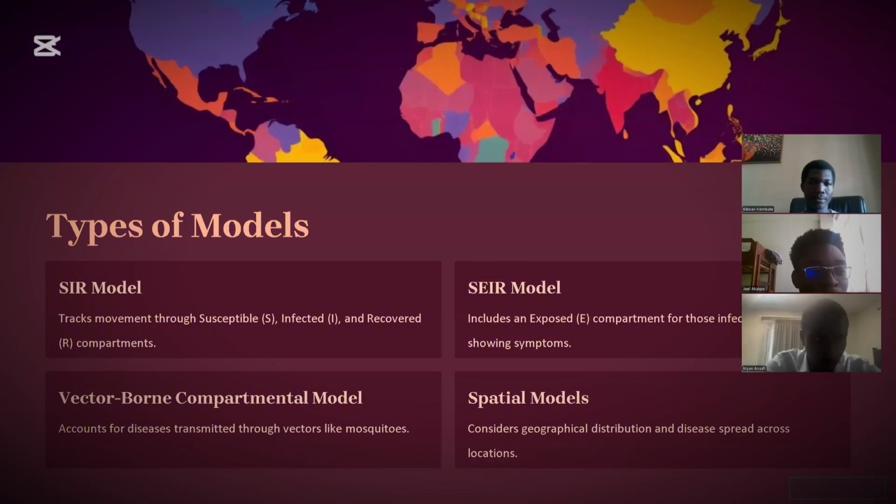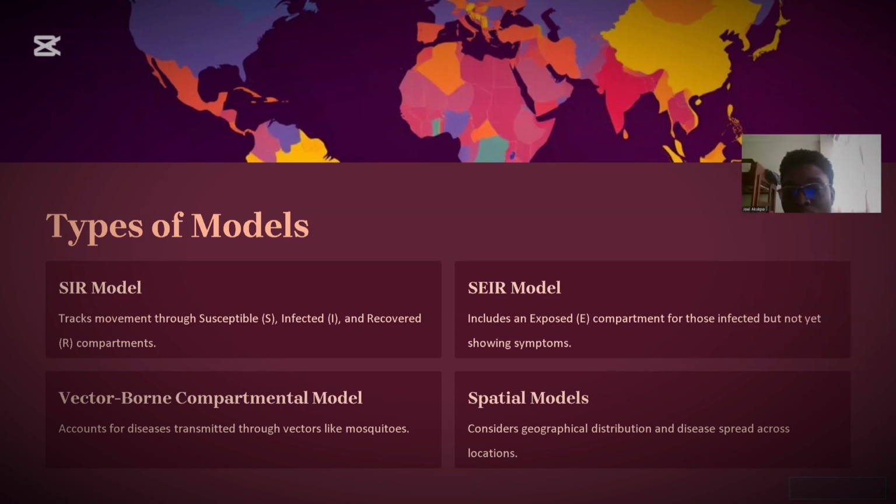So I'll be talking about the types of models. We have the SIR model. The SIR model tracks the flow of individuals through three compartments. We have susceptible, which is the people who can catch the disease. We also have the infected, which are the people who have the disease and can spread it. And then we also have the recovered, which are the people who have recovered and are immune.